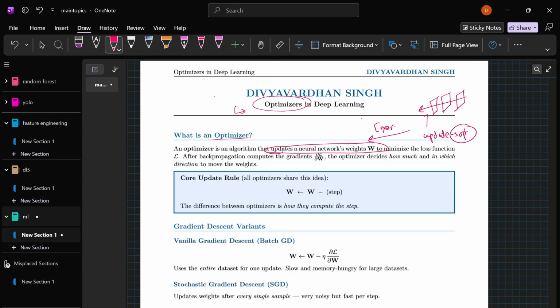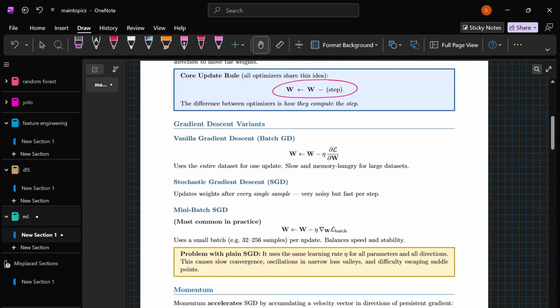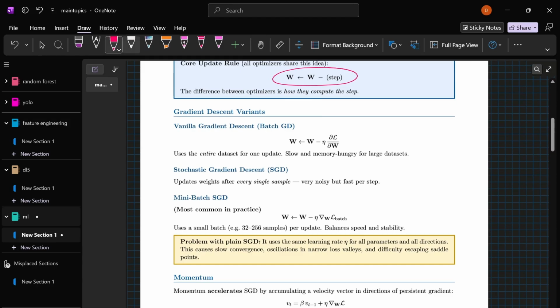The core idea is very simple. New weight equals old weight minus some step. Every optimizer follows this idea. The difference is just how you calculate the step at each iteration. Okay, so now let's talk about some of the basic optimizers.